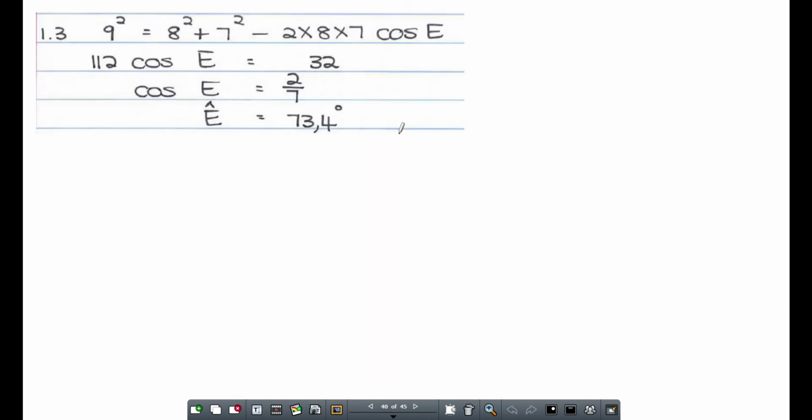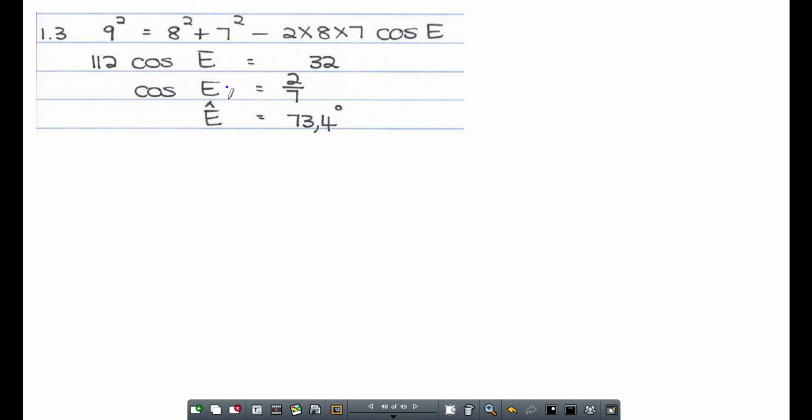So here they say, 9 squared will be equal to 8 squared plus 7 squared minus 2 times 8, 7 cos E. Okay, excuse me, I thought they were going to use area. But you could also have used the area, no? I'm going to show you there. Okay, so if I multiply these out, then it would give you 112 cos E is equal to 32. Now I get rid of the 112. If I take the 112 over, it would be the 32 divided by 112.